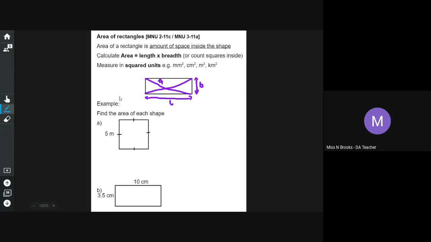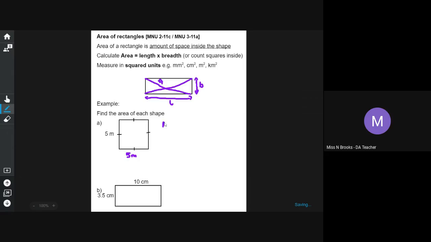Now, we've got a couple of examples here. We want to find the area of each shape. Now, you can see on this first shape, I have only got one dimension on it. But this is a special kind of rectangle, which you'll all recognize as being a square, because these dashes mean that all the sides are equal. So what we can do so that we've got a measurement on our length and our breadth is write down that this side is also going to be 5 meters.